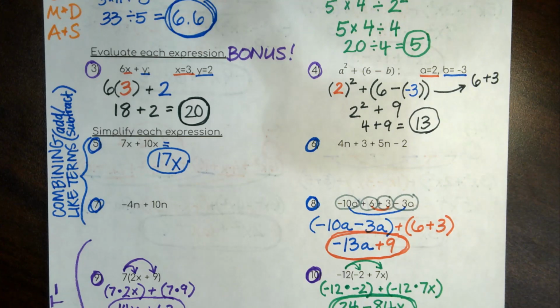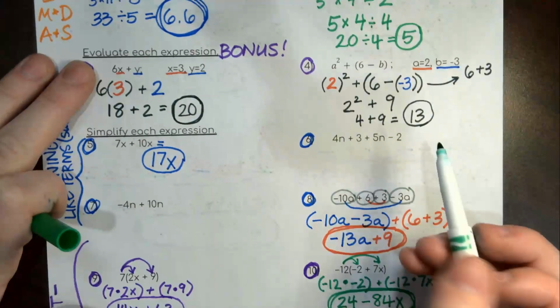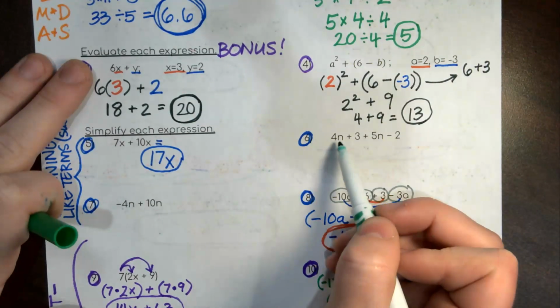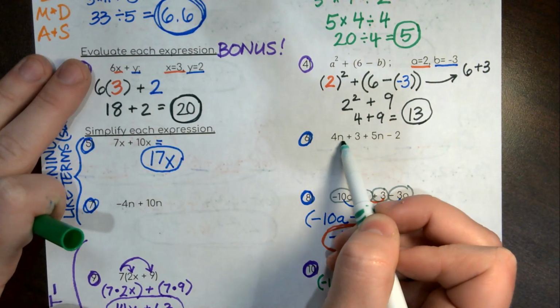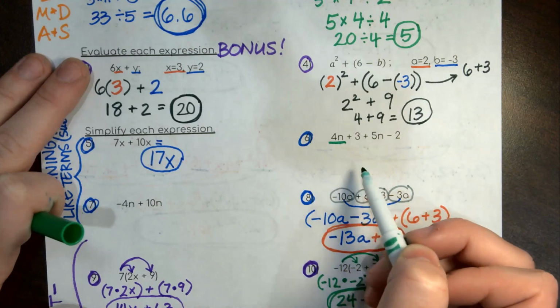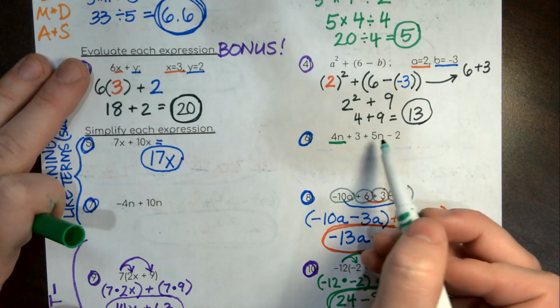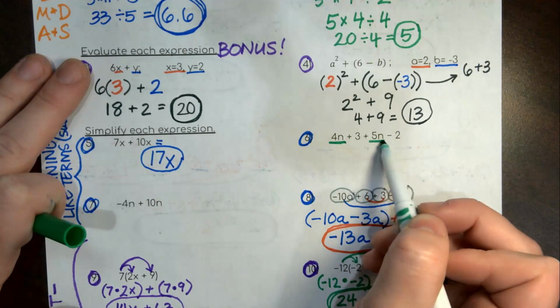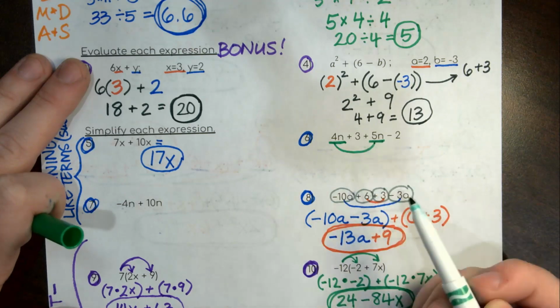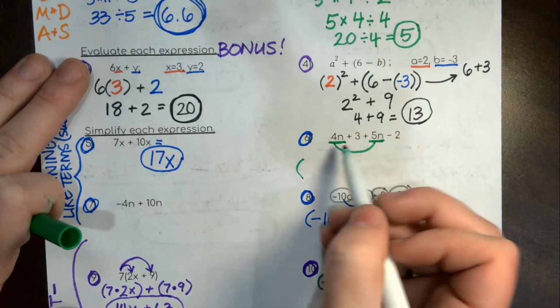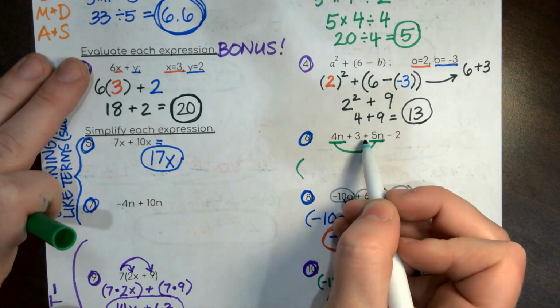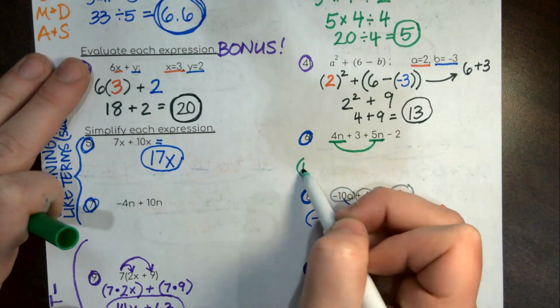Yeah, we want to group and combine our like terms. So let's just start with the first one we see. I have a 4n. What other terms do I have with n's? 5n. All right, so these two are going to go together. And I'll just go ahead and group them. 4n plus 5n.